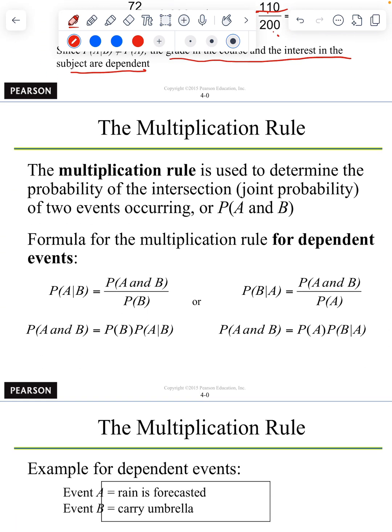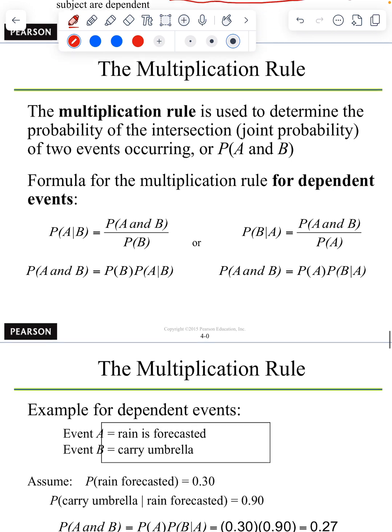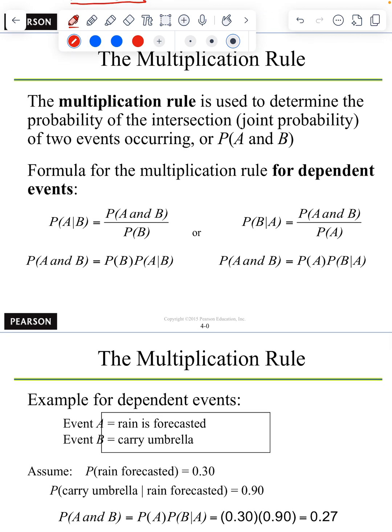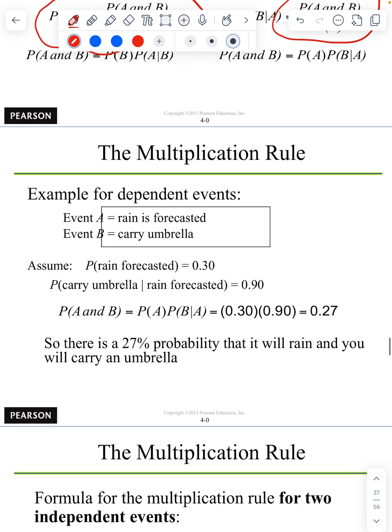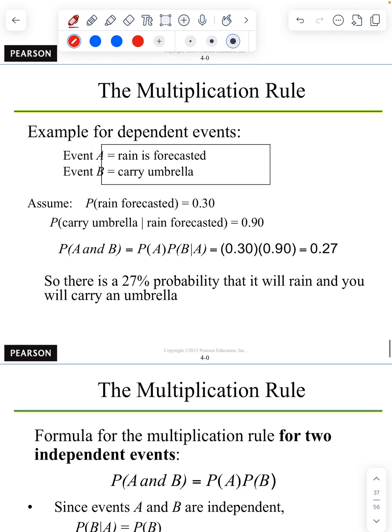The multiplication rule is used to determine the probability of the intersection, or joint probability, of two events occurring. This is your rule for multiplication for dependent events. So you've got probability of A and B over the probability of B, and the probability of A and B over the probability of A. So let's look at this. Event A, rain is forecasted. We might carry an umbrella as event B.